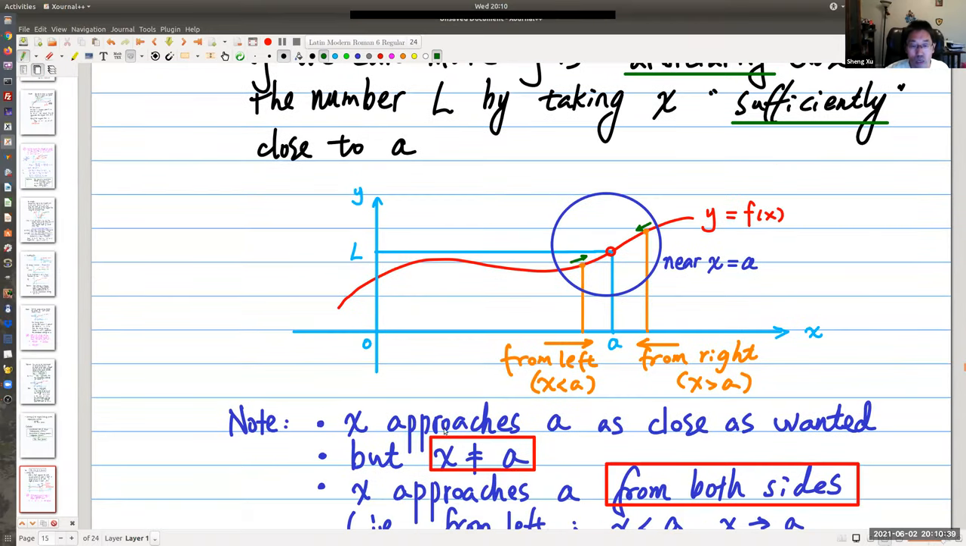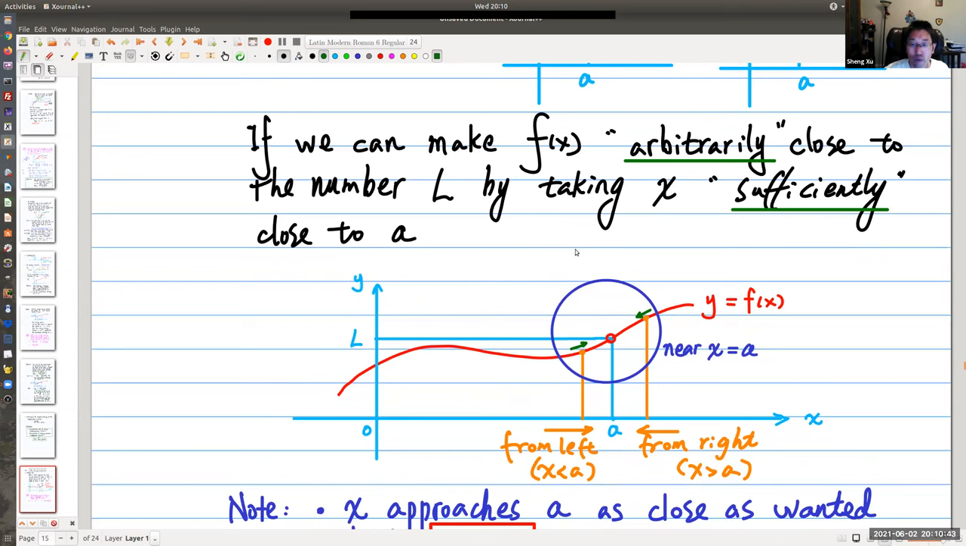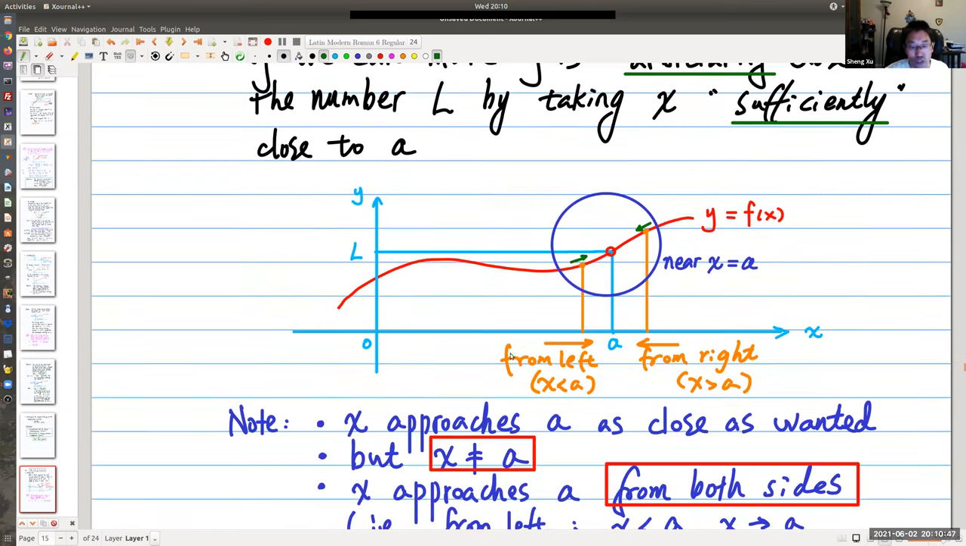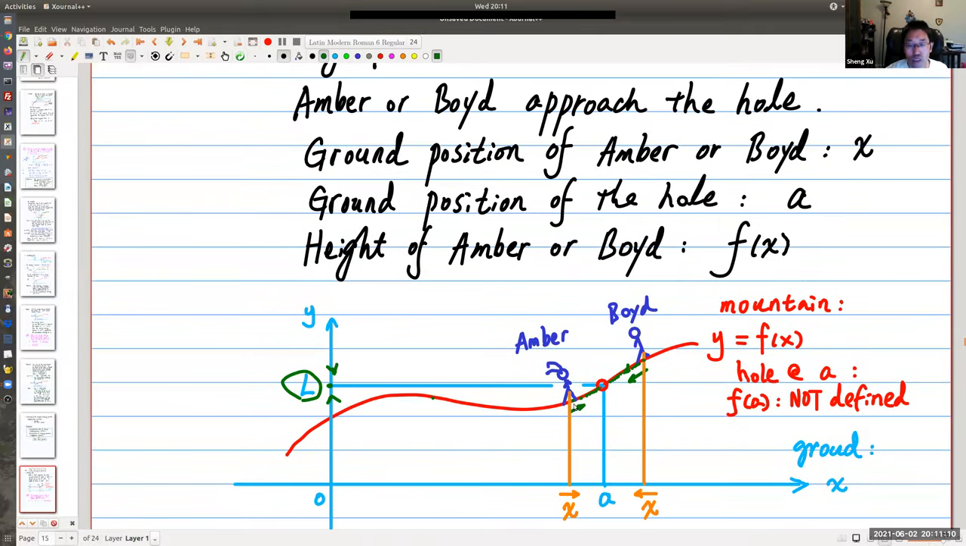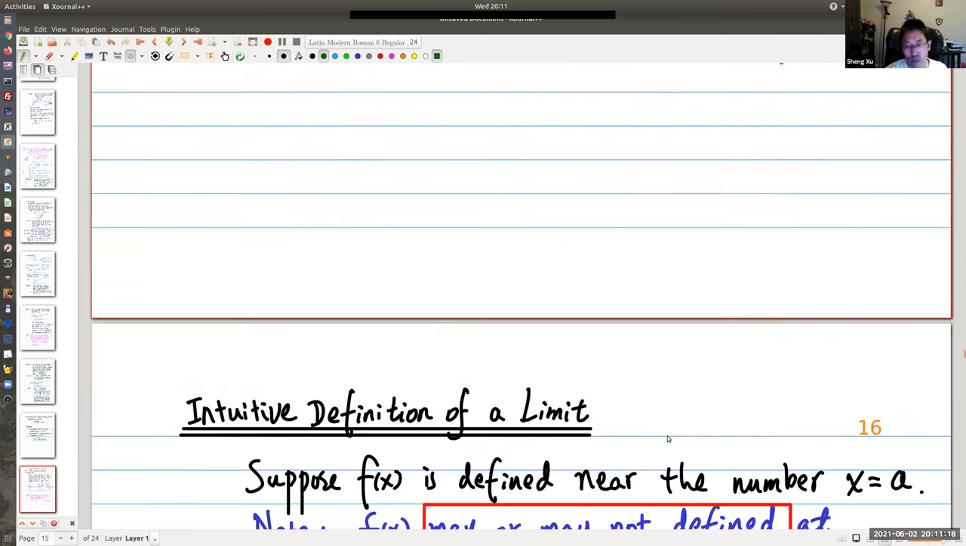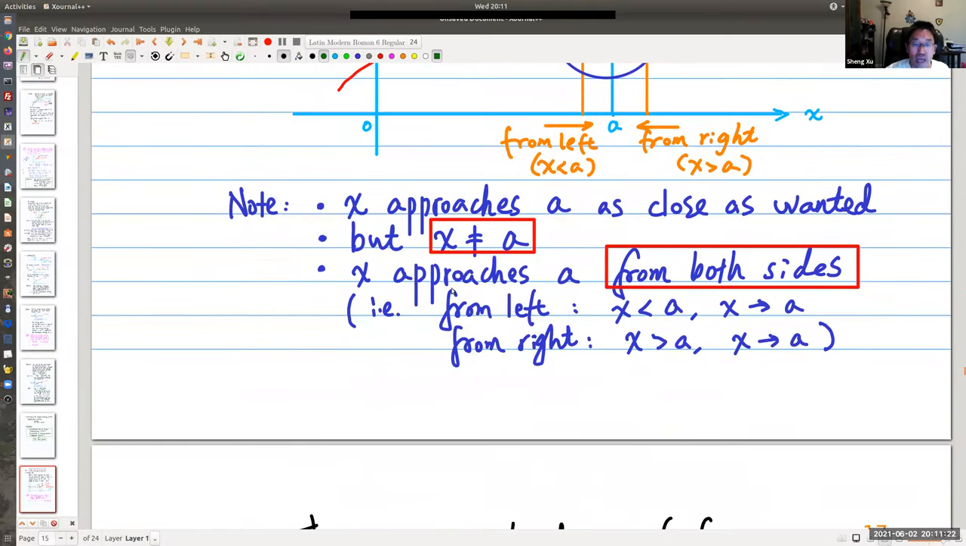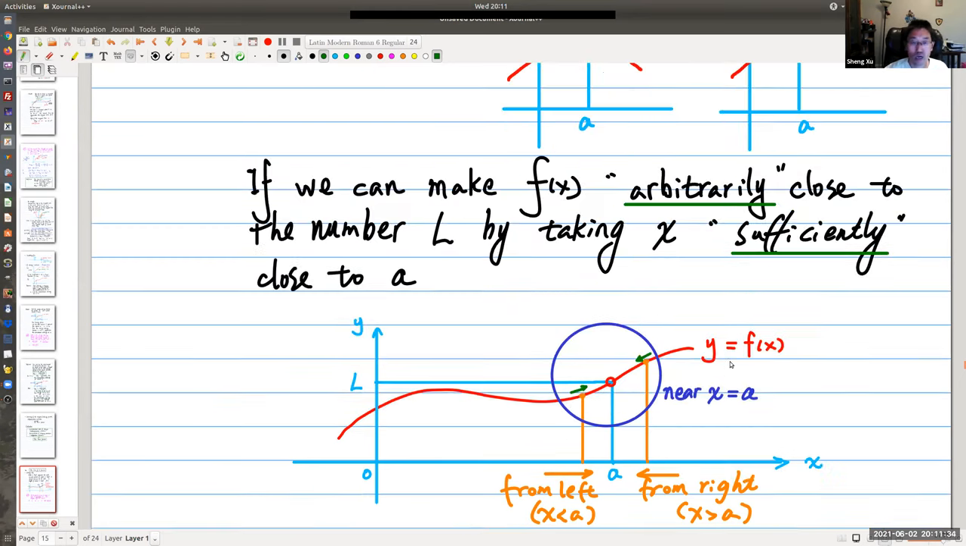So remember, when we say we can take x sufficiently close to A, it means x approaches A as close as we want, but x is not equal to A. I think I explained that before. And also when we say x approaches A, it can be from the left or from the right. You see that picture here, either Amber or Boyd, from left or from right, walks toward this hole. If x approaches A from the left, that means x is less than A, but it's getting closer to A. If x approaches A from the right, that means x is bigger than A and x approaches A. Make sense to you? Okay, I'm not done.